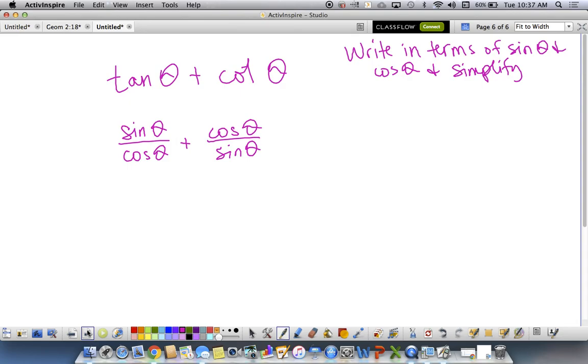The question is, when you're adding fractions, can you cancel across? No. Why not? It's a division. We're dividing one by the other. There's no multiplication or division going on in between. So how do you add fractions with different denominators? You have to make them the same.